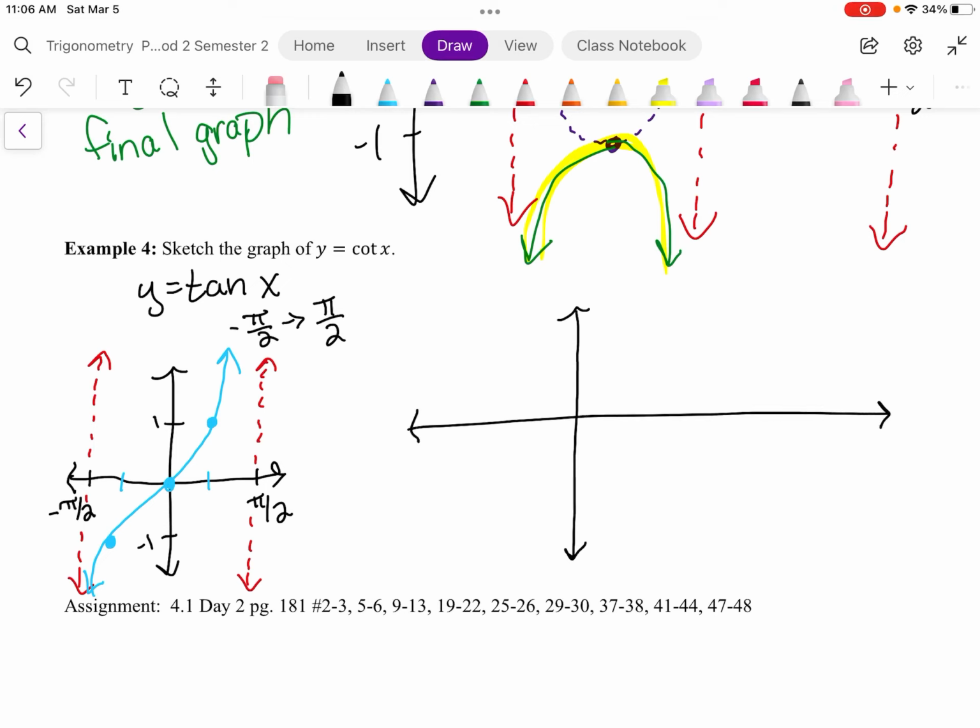So again, just like before, anytime our original function equaled 0, we're going to have an asymptote on our reciprocal function. So for this one, if you look, tangent equaled 0 at 0. So that means we're going to have an asymptote for our cotangent at 0. Our period is still going to be the same as our period for tangent, which was pi. So our period for this one is also going to be pi, which means our second asymptote is going to be at pi.